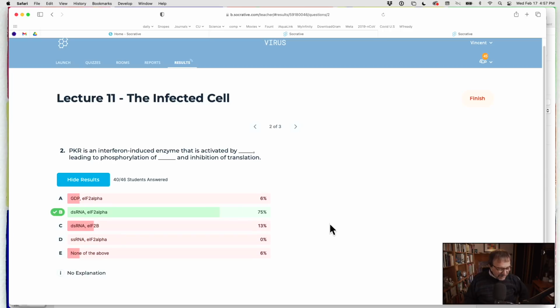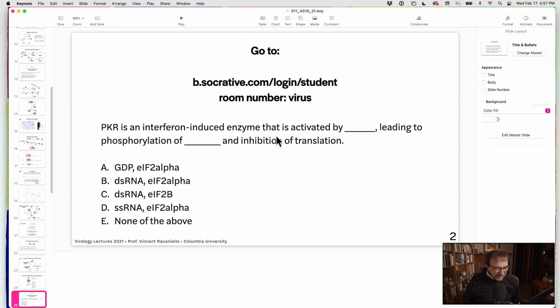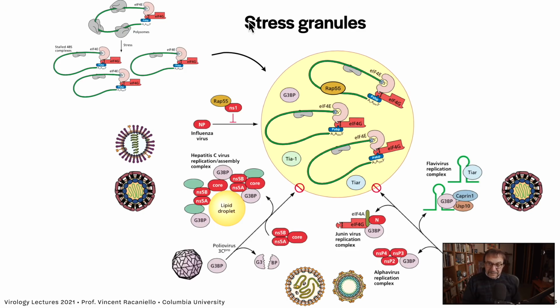Most of you got double-stranded RNA EIF2 alpha. That's right. PKR is an interferon-induced enzyme that is activated by double-stranded RNA and leads to phosphorylation of EIF2 alpha. So it's not activated by GDP. It is activated by double-stranded RNA, but it doesn't phosphorylate EIF2B. It's not activated by single-stranded RNA. Double-stranded RNA, EIF2 alpha. All right, our last foray into translation is about stress granules.